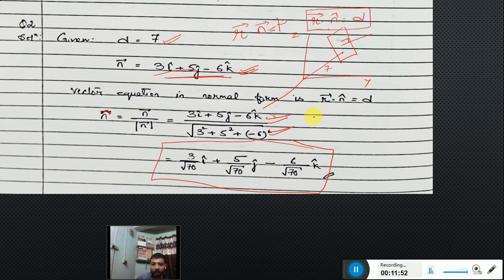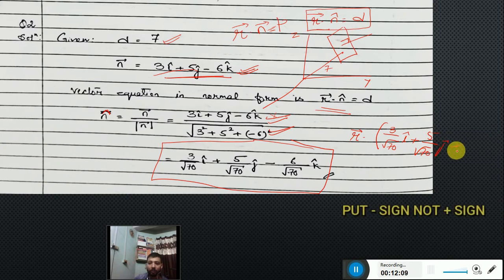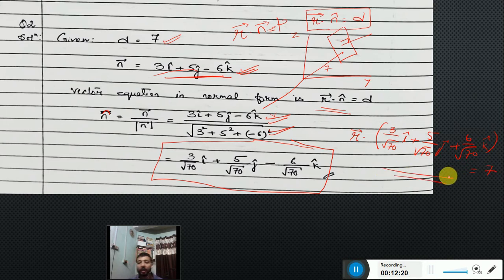Now your equation is what? This. So you just put here, r is what? r is this. R you keep as it is, and then 3 by root 70 i cap plus 5 by root 70 j cap plus 6 by root 70 k cap equals d, which is 7. So this is your answer. Understand? So after finding n cap, you can just put in the formula, and that will give you the answer.